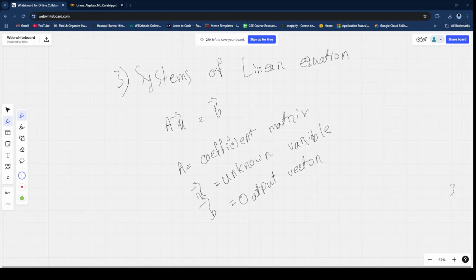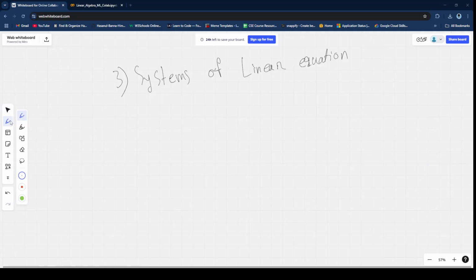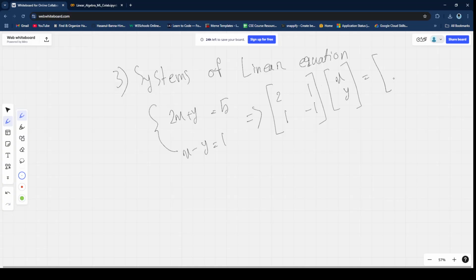So if I show you some examples here, let's say we have the equation 2x plus y is equal to 5, and let's say x minus y is equal to 1. So here we have two equations. If I want to work with it, the coefficient matrix: for the first equation I have 2 with x and 1 with y, and for the second equation in x I have 1, and in y I have negative 1. Then we have our unknown variables, x and y, and then we have our output vector, 5 and 1.